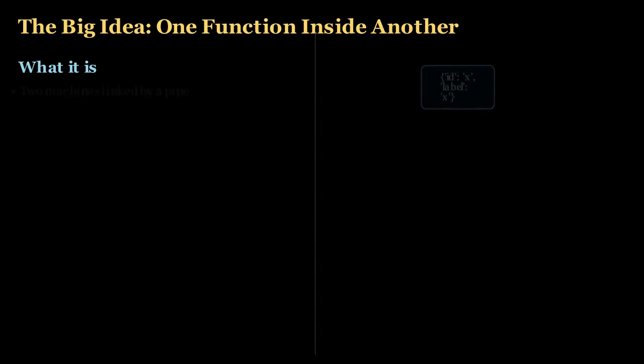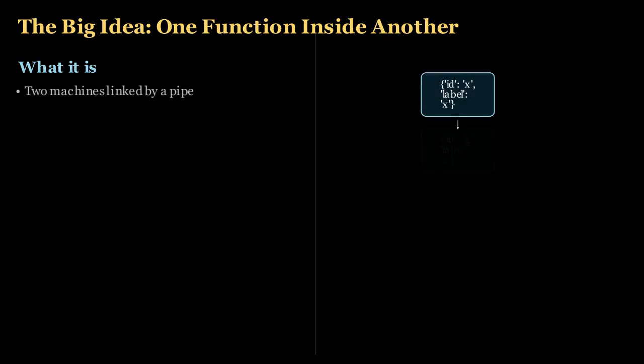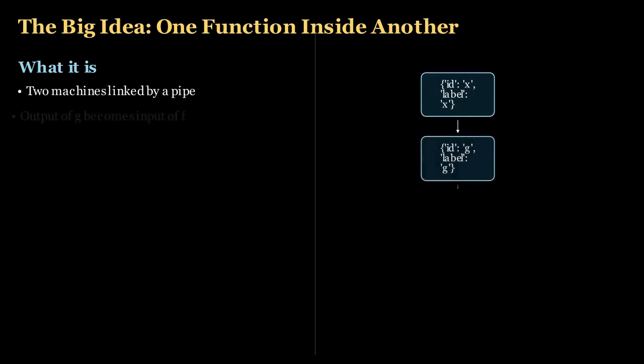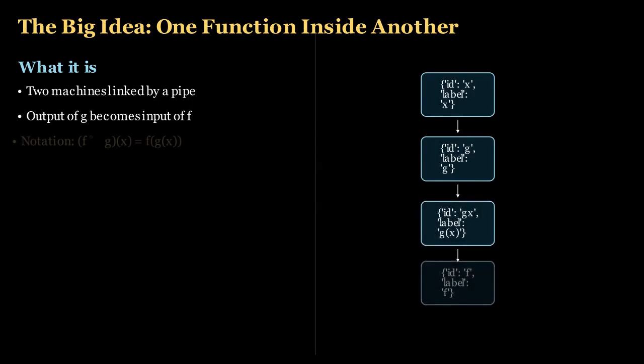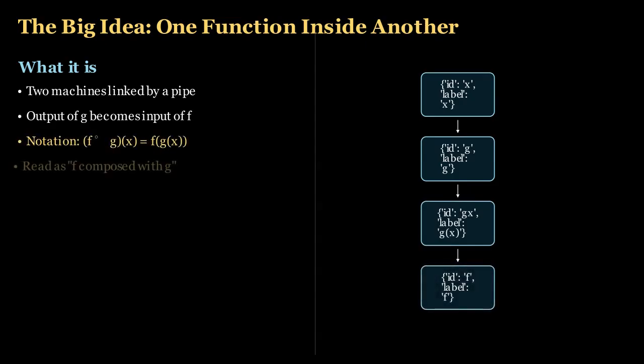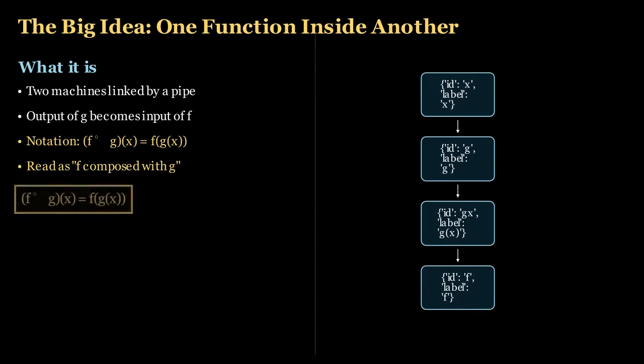Imagine you have 2 function machines. The first one, called g, takes a number and does something to it, maybe adds 3. The second machine, called f, takes whatever comes out and does its own thing, maybe squares the number. Now, instead of you carrying the output from g over to f by hand, we connect them with a pipe. The output of g drops straight into the input hopper of f. That's exactly what composition is, feeding the output of one function into the input of another. We write this as f composed with g, with a little circle between them.